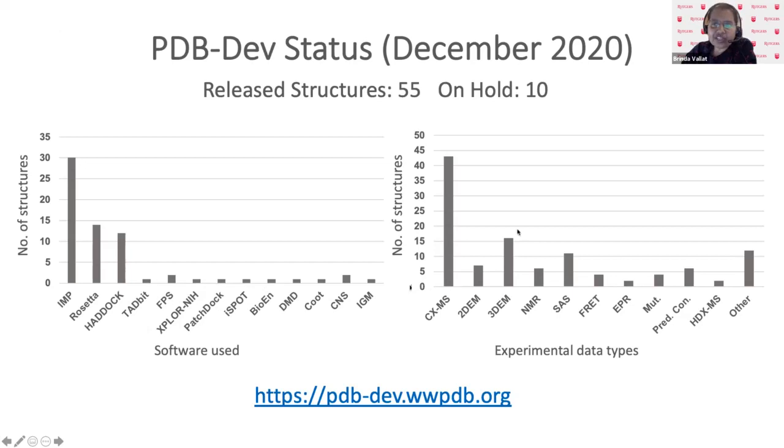The plot on the right shows the statistics for the types of experimental data used for modeling structures archived in PDB-Dev. Chemical cross-linking is predominantly used, followed by electron microscopy, NMR, SAS, FRET, EPR, etc.